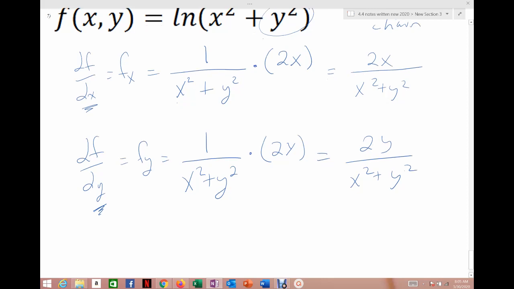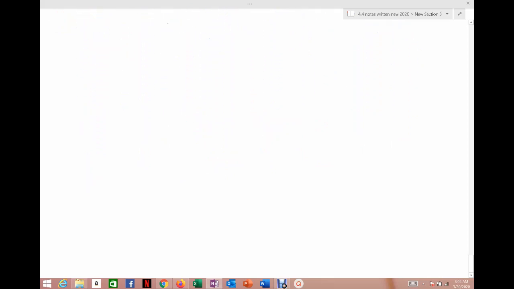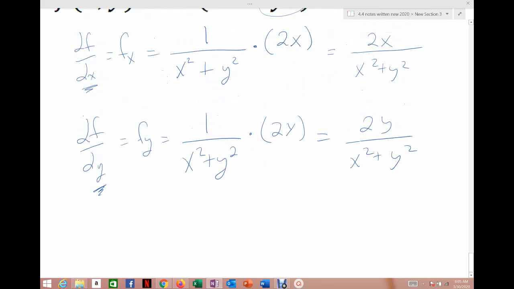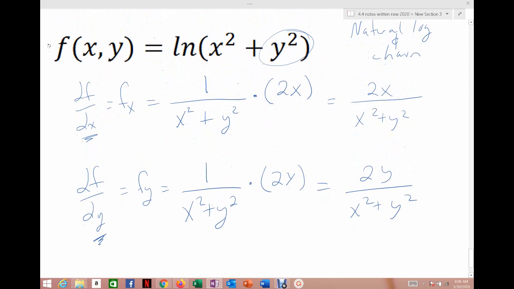Alright, so that wraps that up. The next set of notes that we're going to be looking at are going to be second order derivatives. We're going to be finding second derivatives, and that's the next set of notes. So we'll wrap that up there.